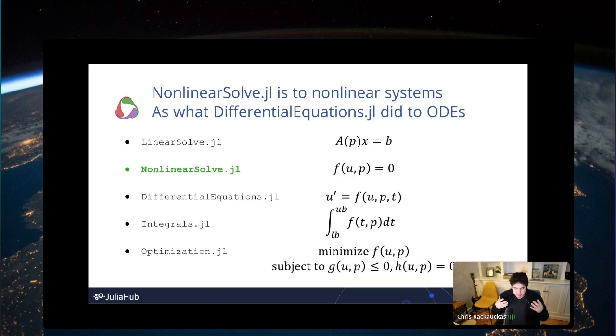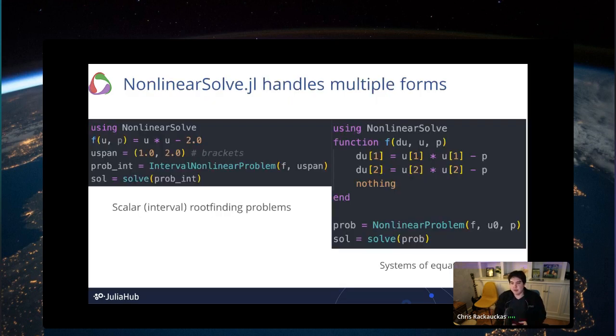So it ends up then being a new part of this set, right? I put it in here in the middle, but actually the differential equation solvers came first, then linear solve, then optimization, and so nonlinear solve is actually the new kid on the block that had to map into this existing ecosystem. And what we have is a format where you define a function, you define your bounds or your initial conditions, you define a problem, you define solve.